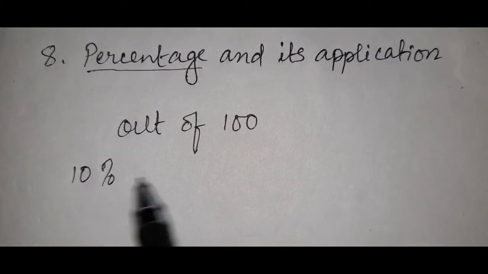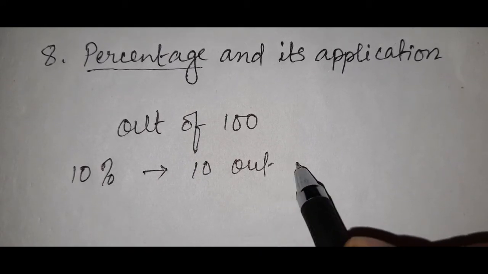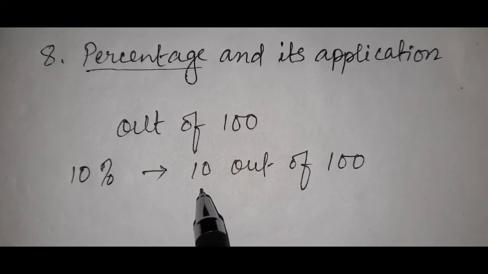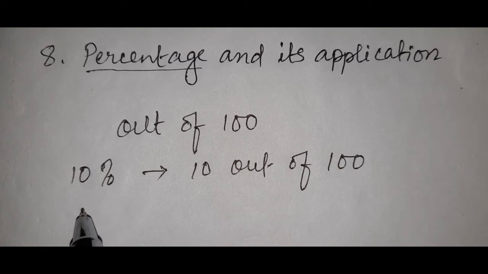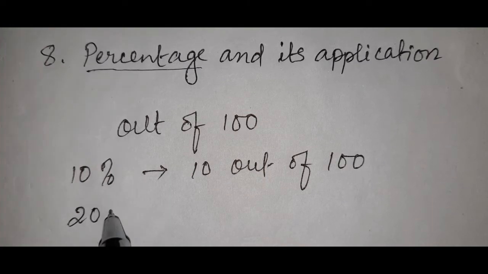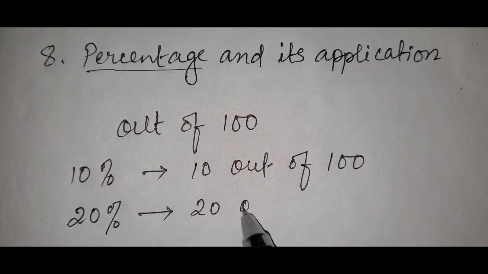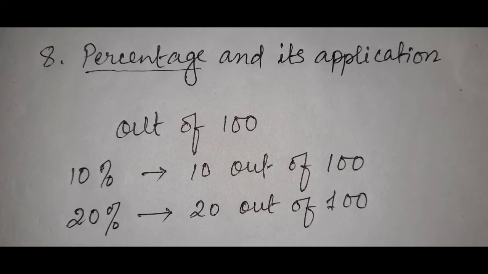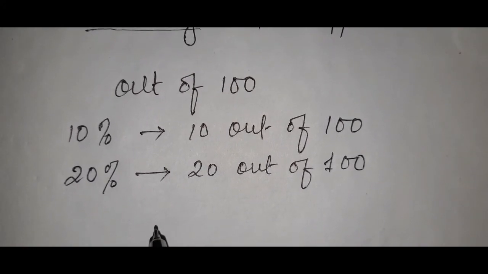10%, then it means 10 out of 100. So you divide it into 100 parts and you take 10, then we say that is 10%. Now again, let's take another example. You take 20%, which means nothing but 20 out of 100. So you divide something into 100 parts and you take 20, then we say that is 20%, which means 20 out of 100.